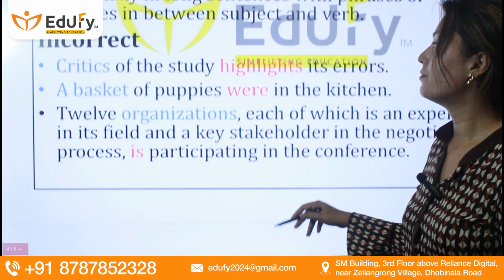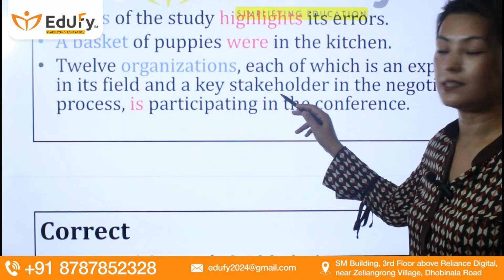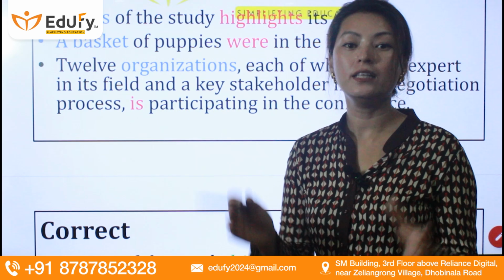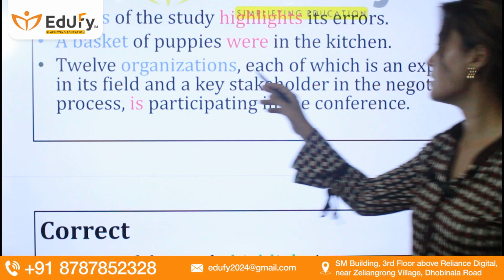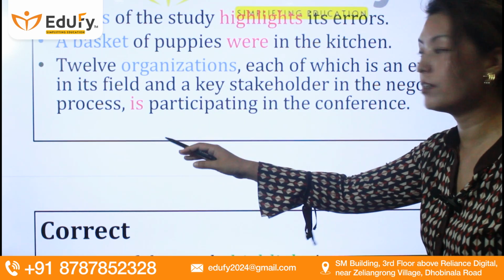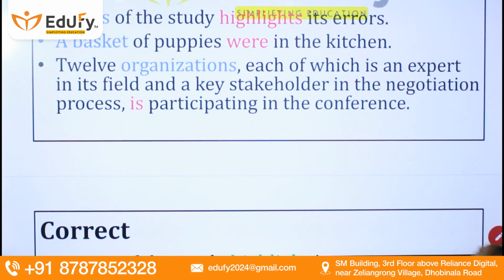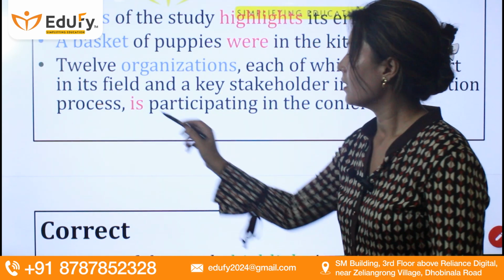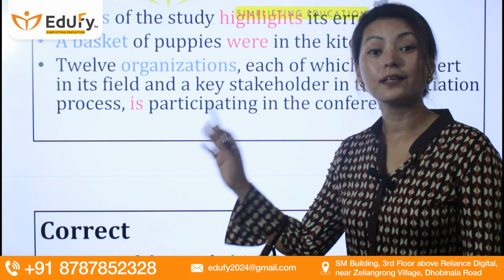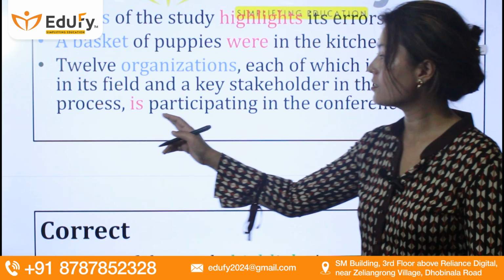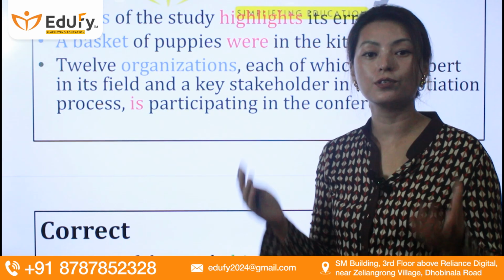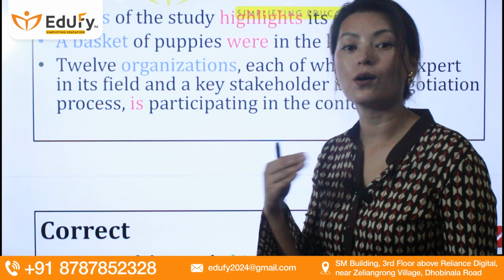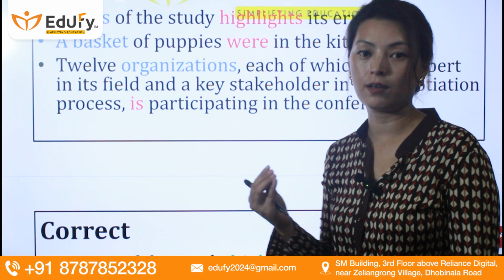An example of the very thing that I was talking about, of the very sentence, that is long sentences where the verb is not remotely near to the subject. 12 organizations, each of which is an expert in its field and a key stakeholder in the negotiation process, is participating in the conference. Now, here is the verb, right? But how do you connect it? Since it's not very near to the subject, a lot of students may get confused, which is the reason why you have to understand what are we talking about or who are we talking about in a sentence.